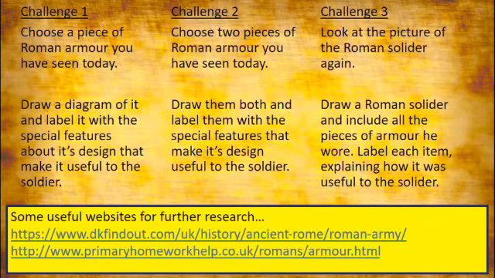Challenge 2 is to choose 2 pieces of armour that you've seen the soldier wearing, draw them both and label them. You could do that on one piece of paper with a picture at the top and a picture at the bottom. And then challenge 3 would be to draw a Roman soldier wearing full armour and label each piece of the armour, telling us how it was useful to the soldier and why it was designed that way. There are some websites at the bottom that are going to help you with that, because I'm sure they'll be able to tell you more than I have. What I've told you is just a little bit to get you started.